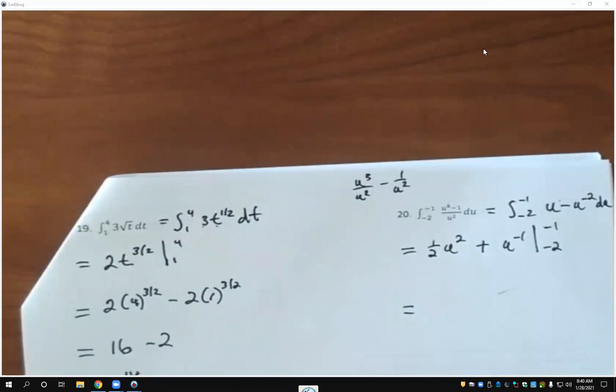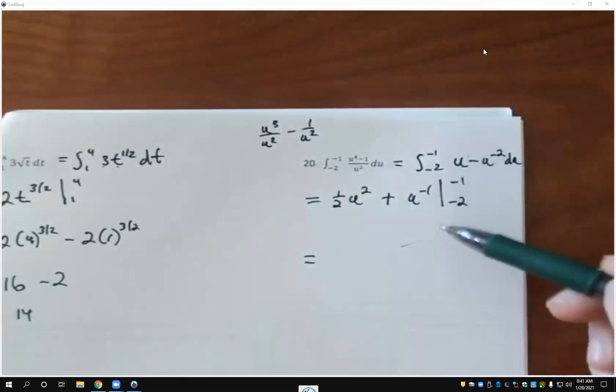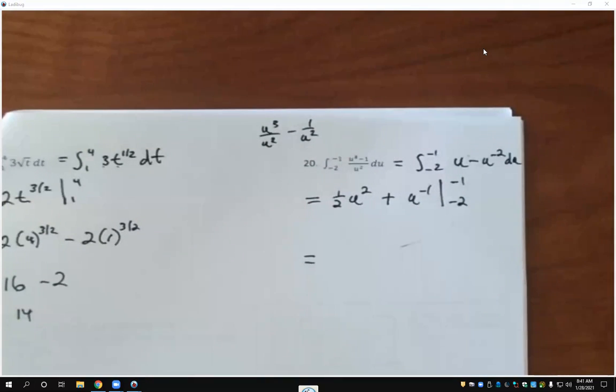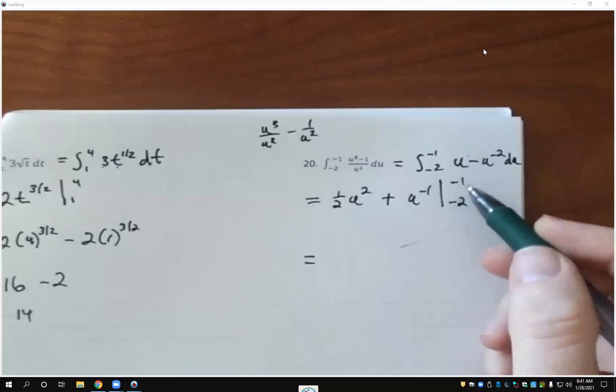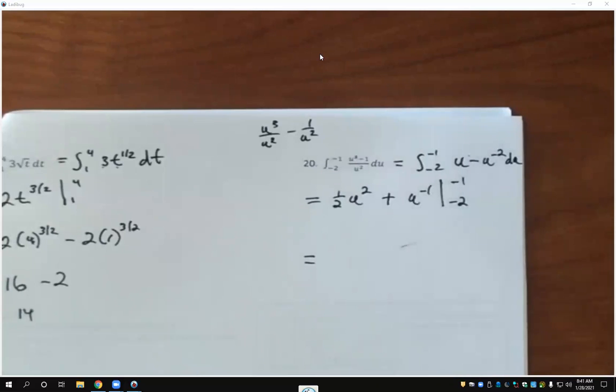All right, we're going to continue where we left off yesterday. We're right in the middle of number 20 here. We've already taken our antiderivative, so all we have to do is plug in to our function. So we're doing f of b minus f of a. So we're plugging in our top number first.